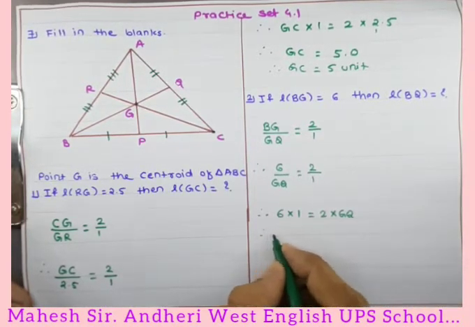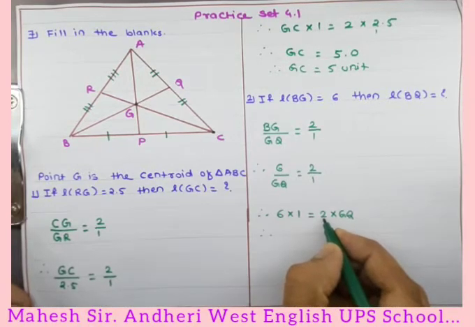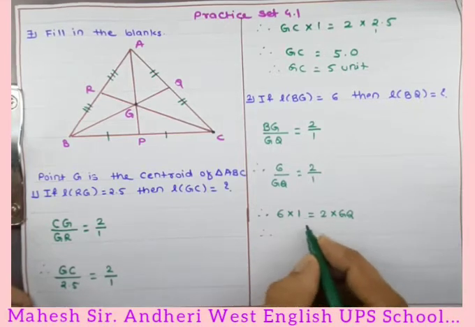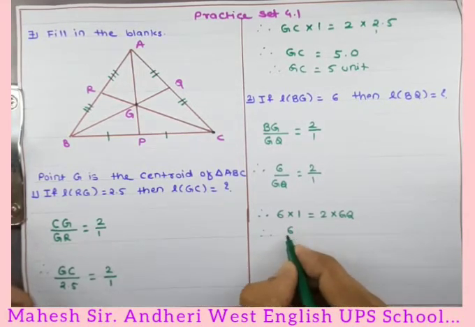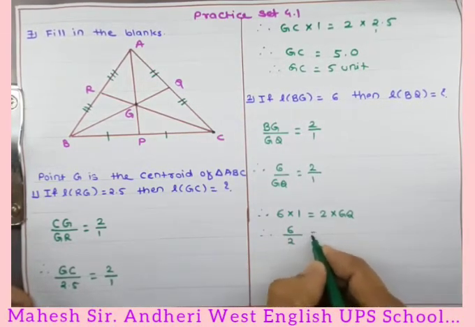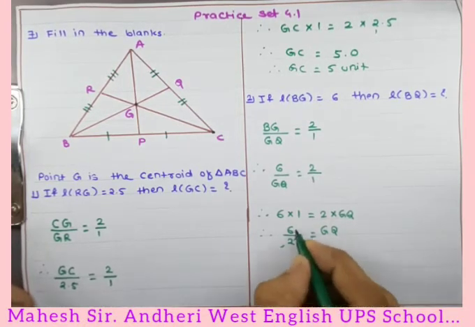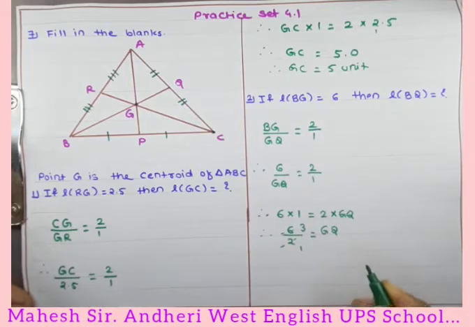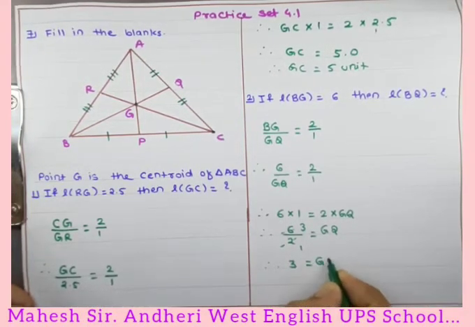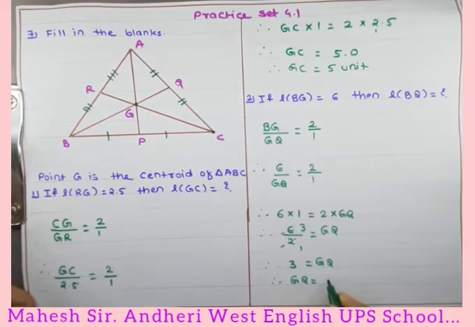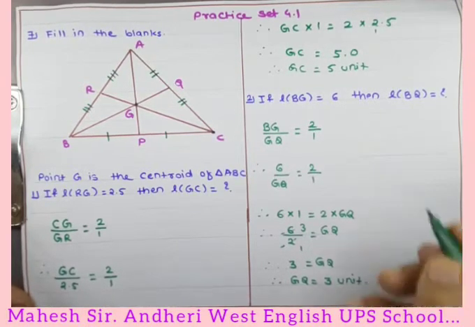Here 2 is in multiplication, so it will become division when it comes to this side. So 6 into 1 is 6, upon 2. You know that 2 ones are 2, 2 threes are 6, right? So I will get 3 is equal to GQ, or GQ is equal to 3 unit.